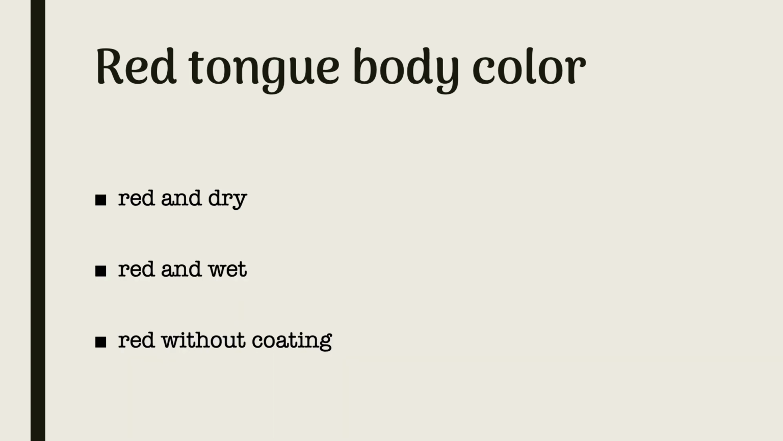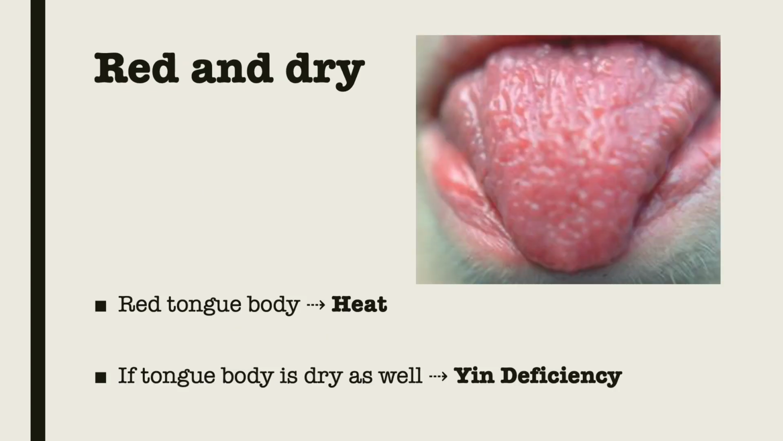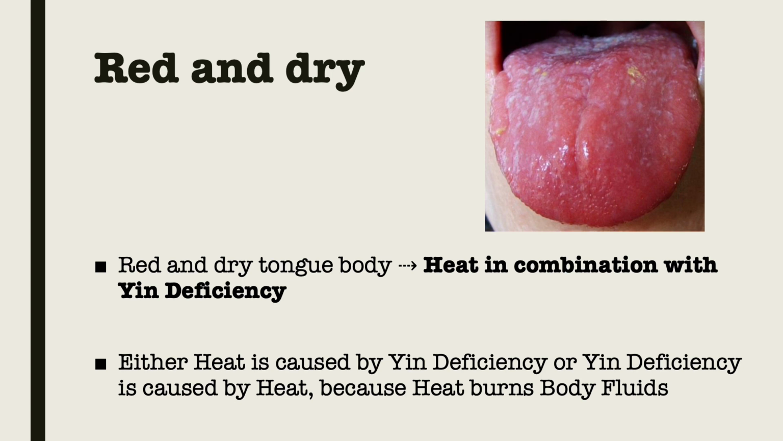The red tongue body is divided into the red and dry, the red and wet, and the red without coating tongue body. The red tongue body points to heat. If the tongue body is dry as well, this is a sign of yin deficiency. A red and dry tongue body points to heat in combination with yin deficiency. Either the heat is caused by yin deficiency or the yin deficiency is caused by heat, because heat burns the body fluids.